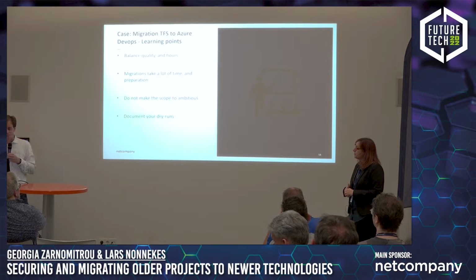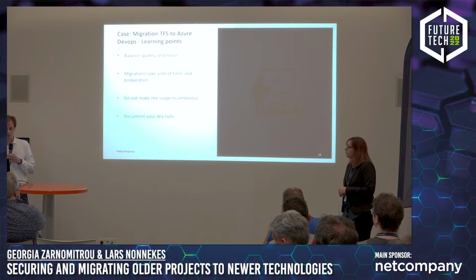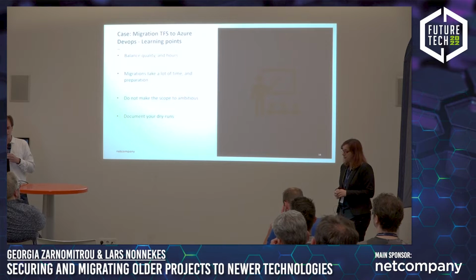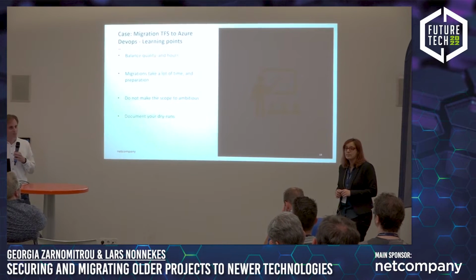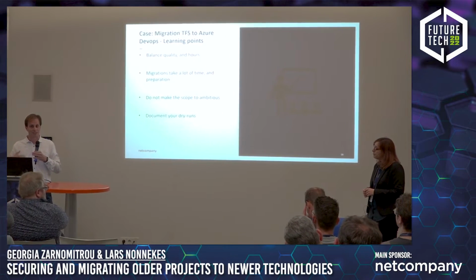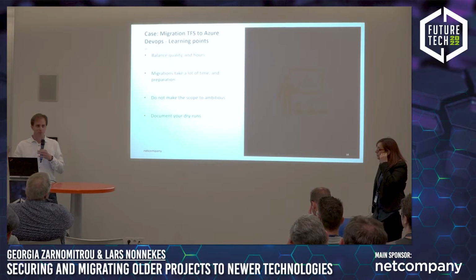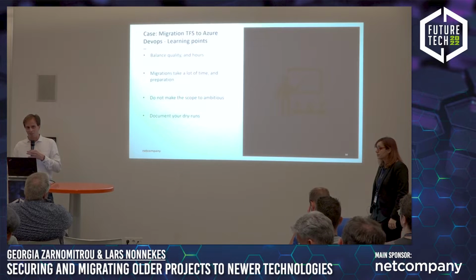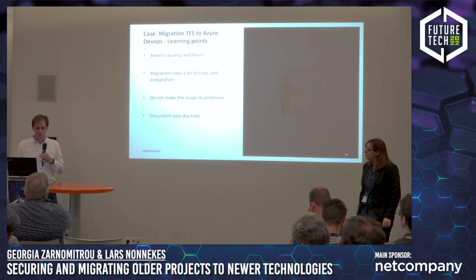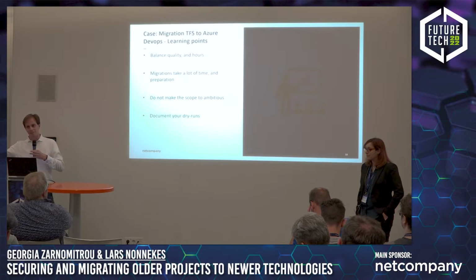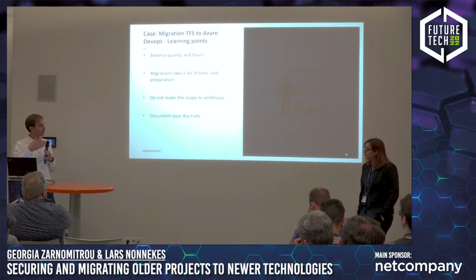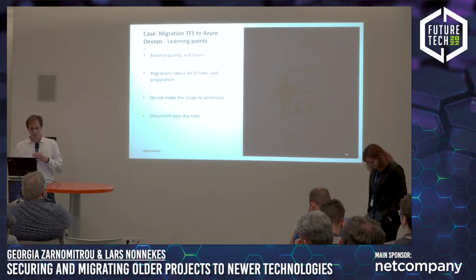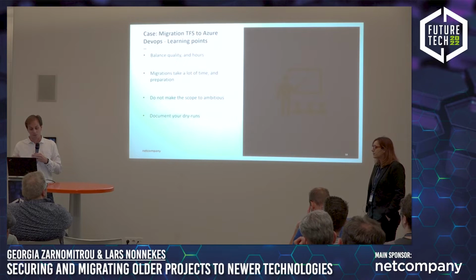The mindset: migrations take a lot of time, of course, and preparation. But also don't make the scope too ambitious, because we were thinking, we're on TFVC, we want to move to Git at some point. Maybe we want to do more fancy stuff with Azure and Kubernetes and cloud in the future. Way too ambitious. First migrate, and then later, as we'll cover in the topic after this, the migration from TFVC to Git.